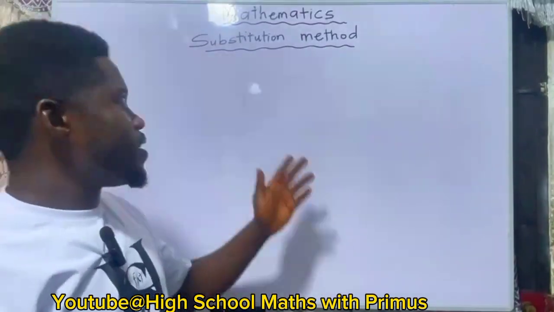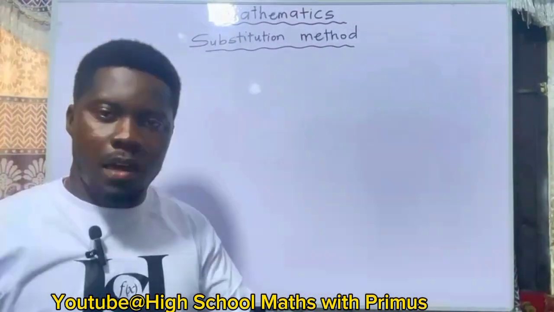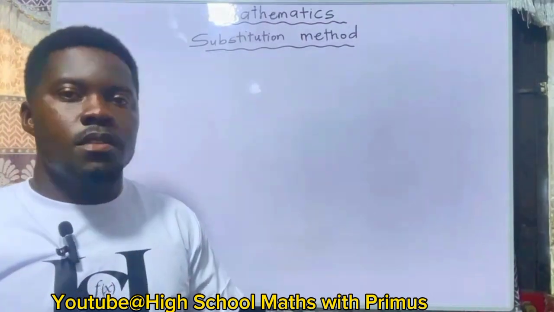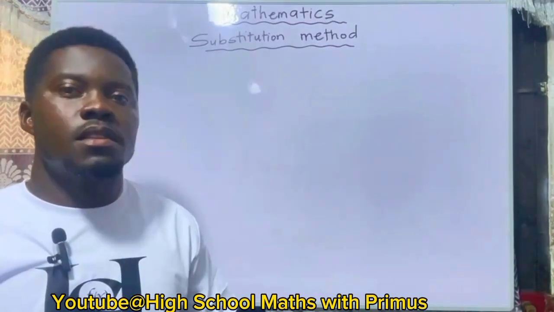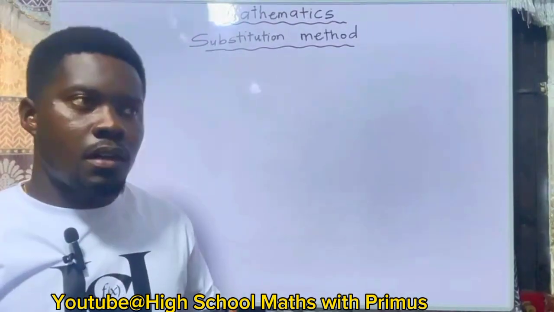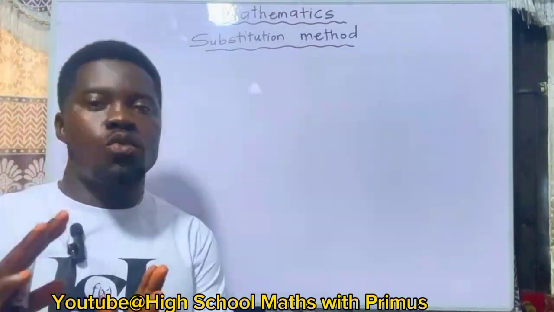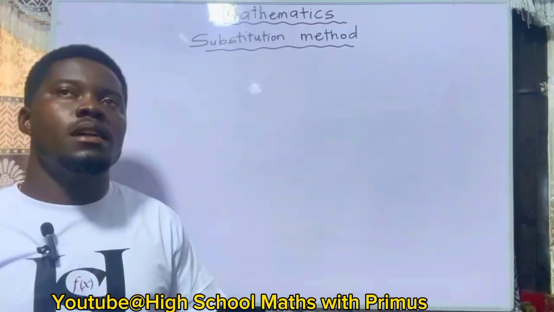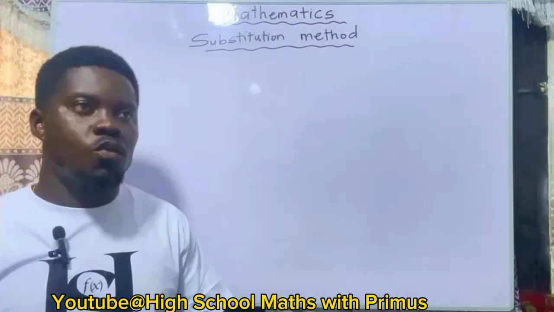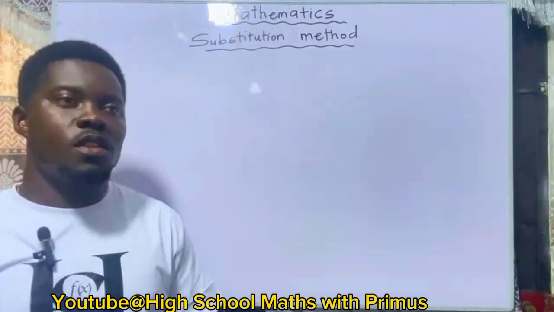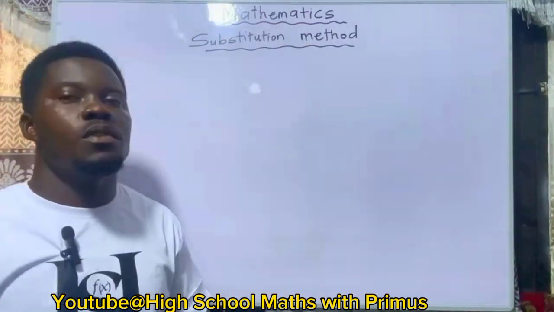Now, with the substitution method, how do we go about it? We have already discussed that simultaneous equations means solving two or more equations at the same time. At our level, we will focus on only two equations. So in our conversation, you'll be hearing two equations, two equations. It means that we have limited ourselves to solving simultaneous equations involving only two equations.